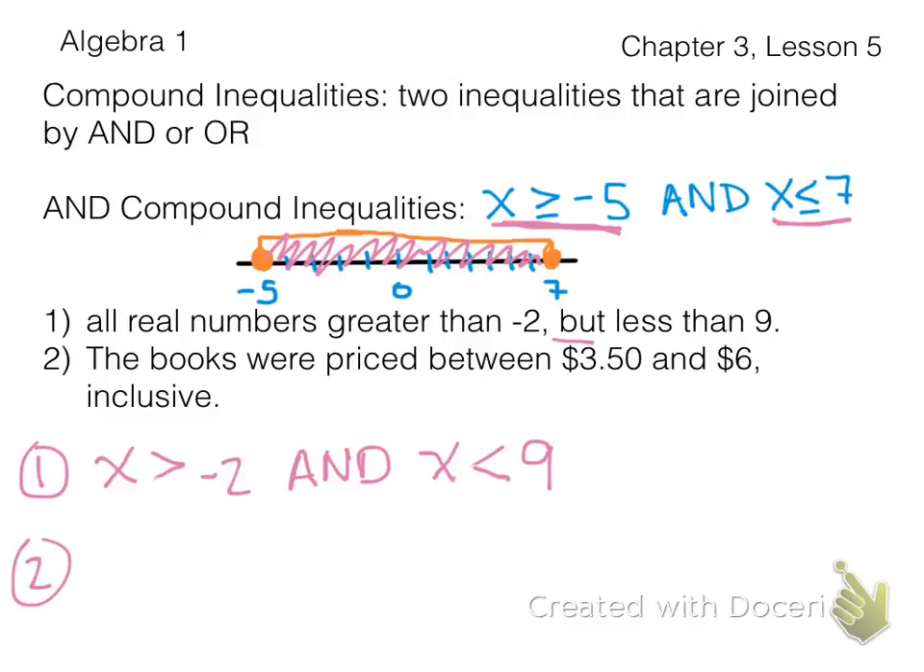All right, number 2, compound inequality. The books were priced between $3.50 and $6 inclusive. So x can be greater than or equal to $3.50, and x can be less than or equal to $6. There we go. All right, so there's a compound inequality.